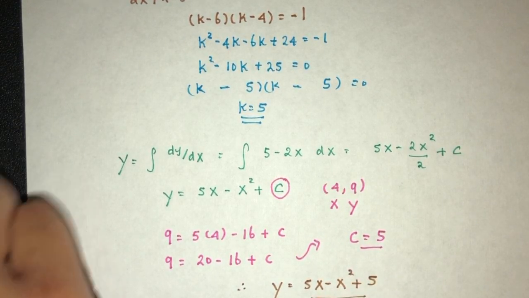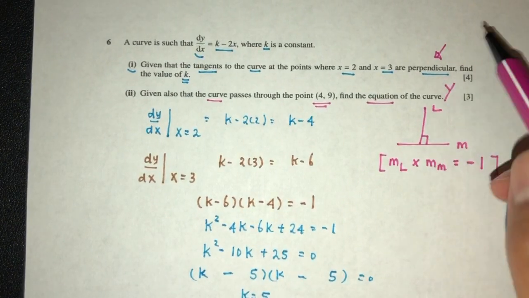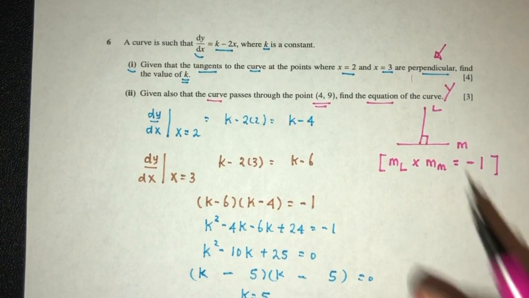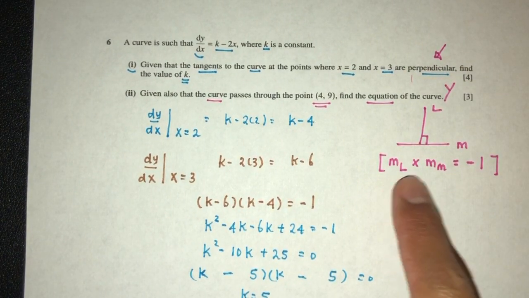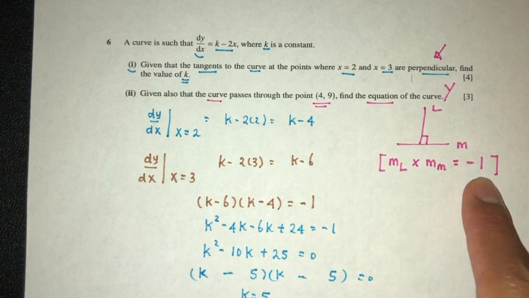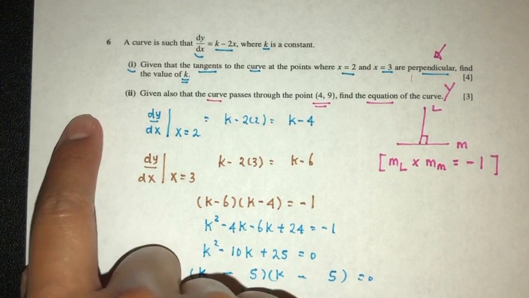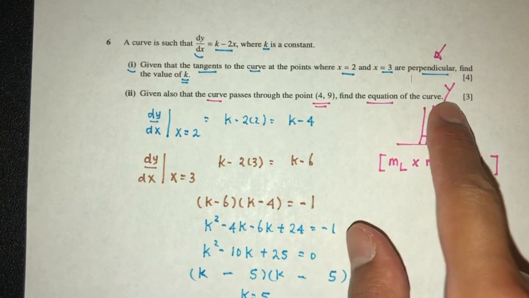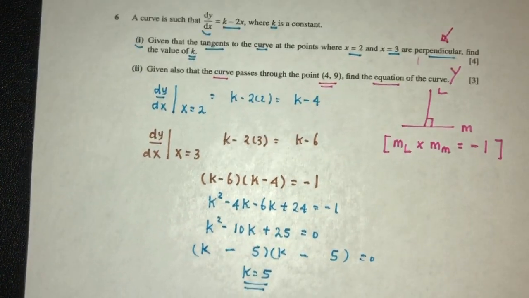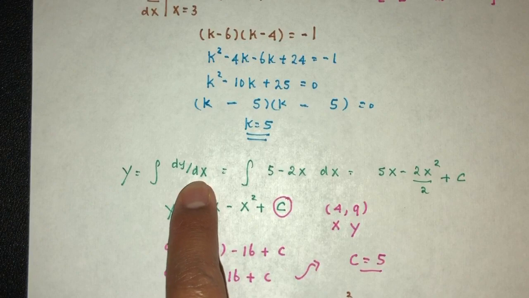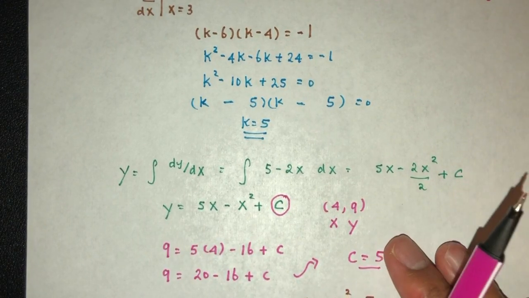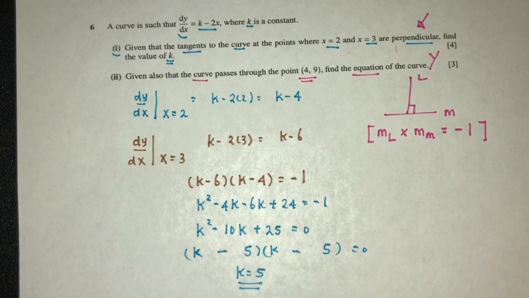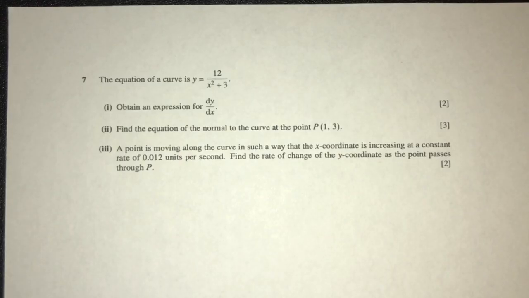So the key point we have to take away here is that when we have two lines perpendicular to each other, the product of their gradients will be minus 1. That's something we have to know. Now part 2, to find the equation of the curve is to find y. y is simply equal to the integration of dy by dx. That will be your question in relation to finding y by integration, but also knowing the relationship between two lines which are perpendicular. Okay, so let's move on to the next question.